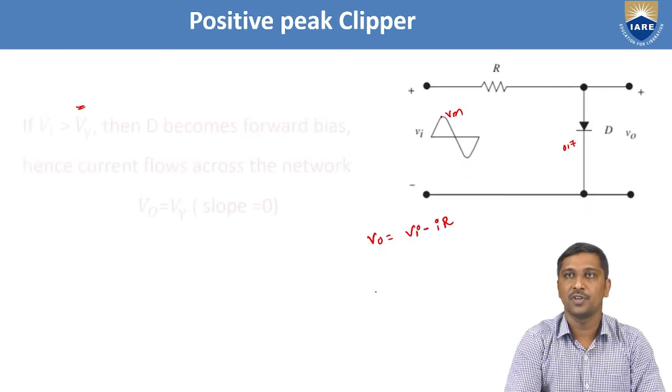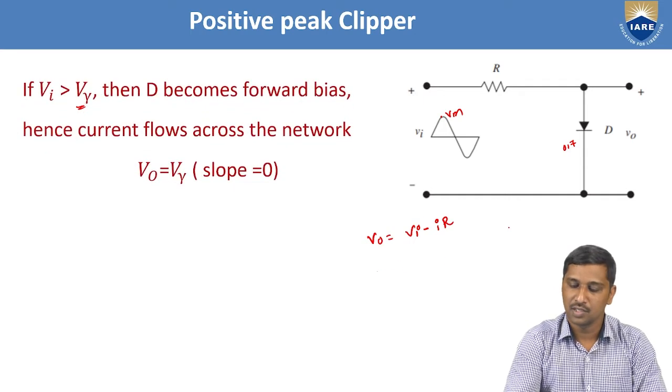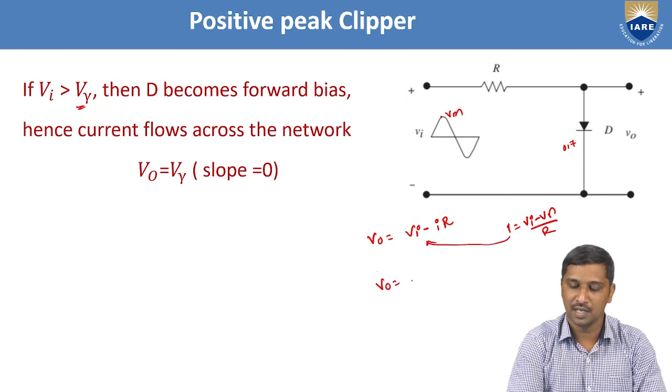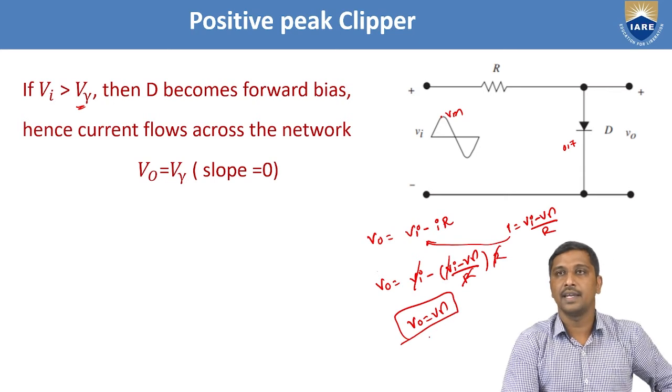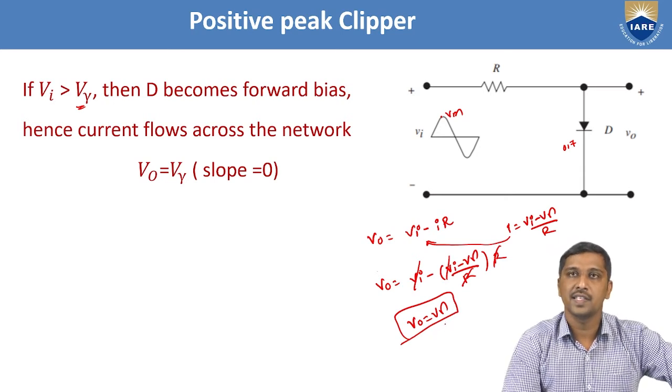Hence, here I am going to substitute this I. So what is I? I is (Vi minus V gamma) by R. Substituting this I here, V0 is equal to Vi minus I times R, which is Vi minus (Vi minus V gamma) by R into R. This R gets cancelled, Vi gets cancelled, and minus of minus V gamma becomes plus V gamma. So V naught becomes your V gamma. Hence, the V gamma is always constant.